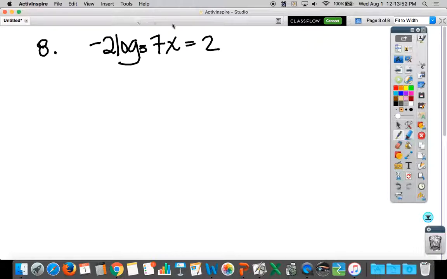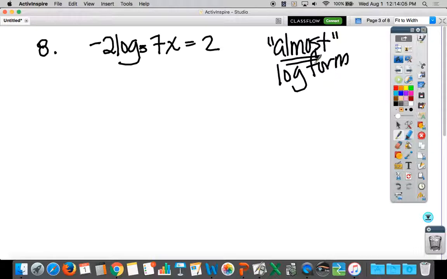So a lot of y'all wanted to move the -2 up here. I want you to take this word. This is almost log form. Almost. It's almost log form except for what? The -2 out in front. Because remember, log form is log base b y equals x. It doesn't have an a out in front, right? So this is almost log form except for this little number right here.